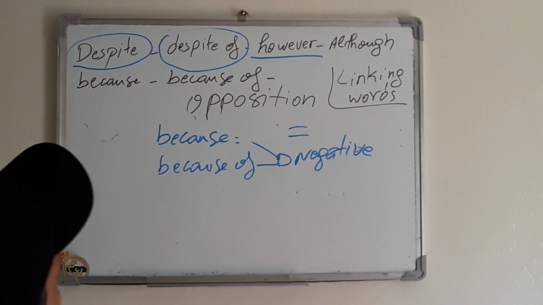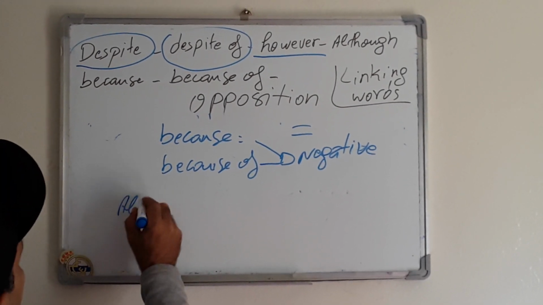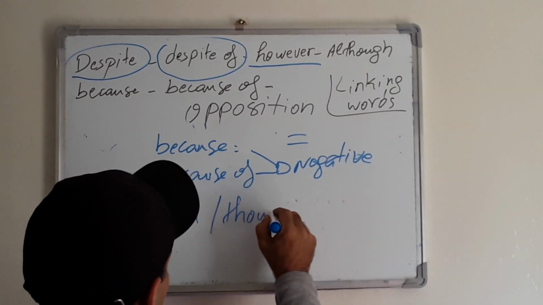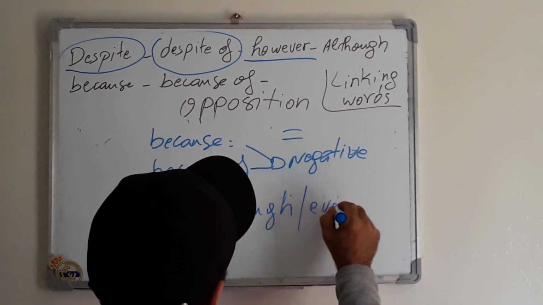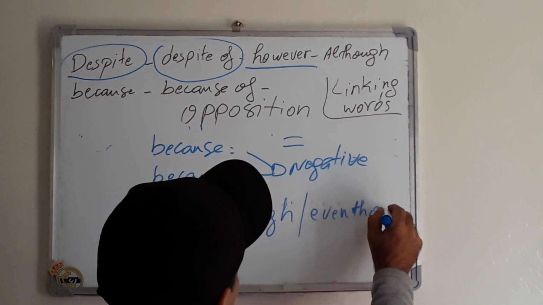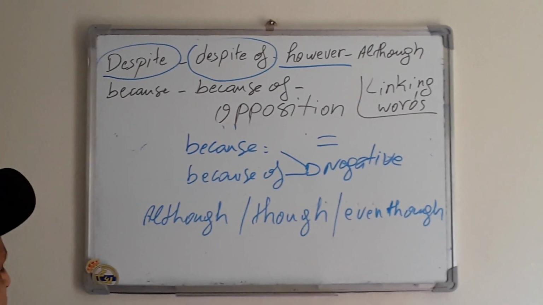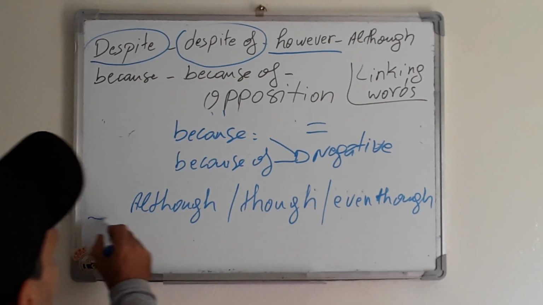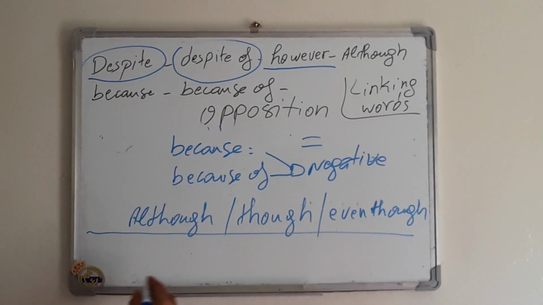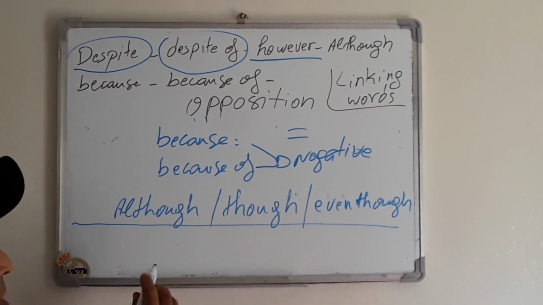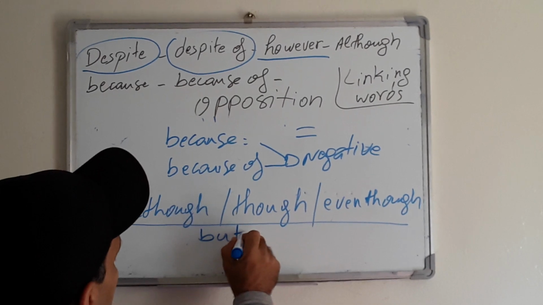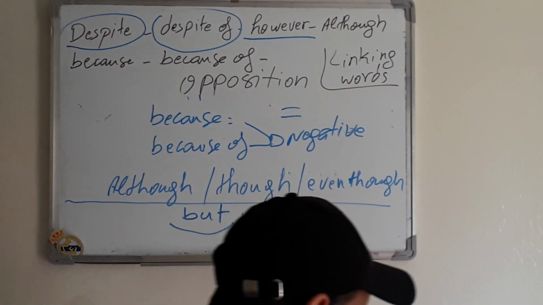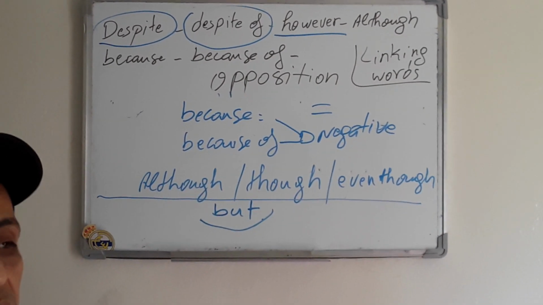Let's take the next ones: although, though, even though. All of them are used the same exact way. They all express indirect opposition. And for direct opposition, just for you to know, we are going to talk about but. But is the classic, basic term for opposition. Up to here, we finish.